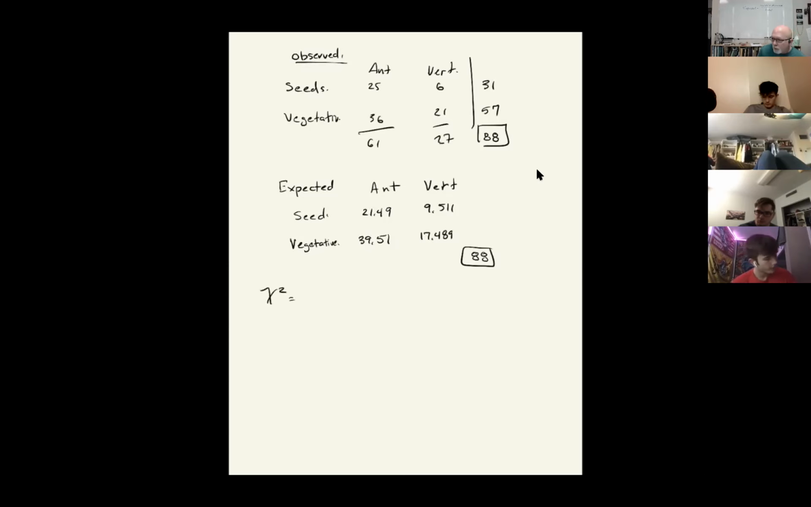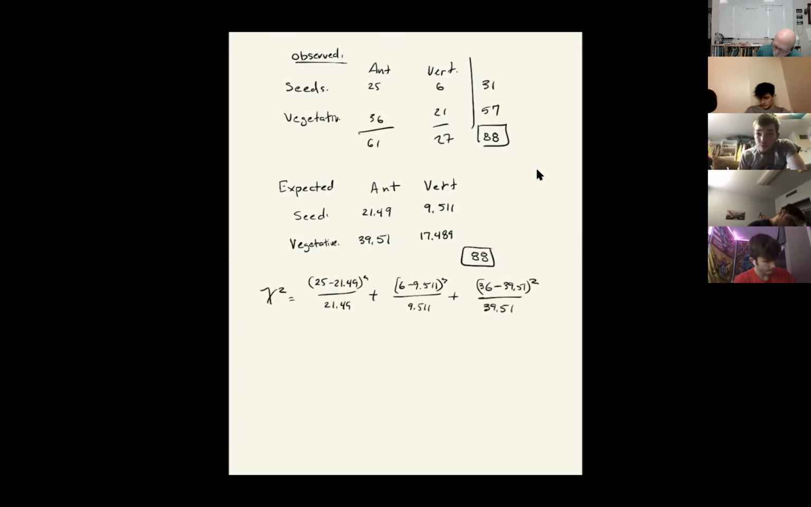Well, the chi-square value is just going to be the same way we've always done it. It's just the observed 25 minus 21.49 squared divided by 21.49, plus 6 minus 9.511 squared divided by 9.511, plus 36 minus 39.51 squared divided by 39.51, plus 21 minus 17.489 squared divided by 17.489.